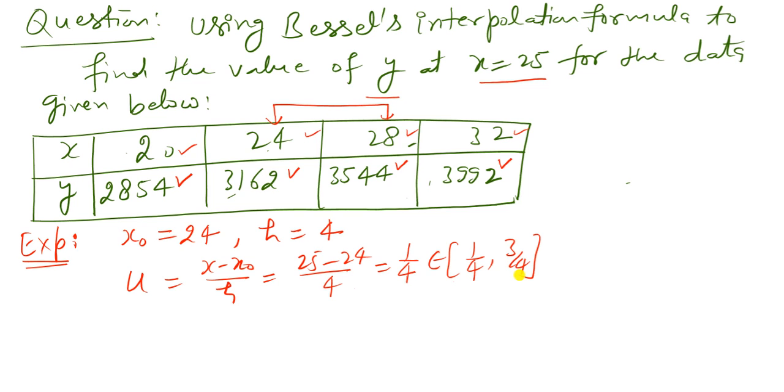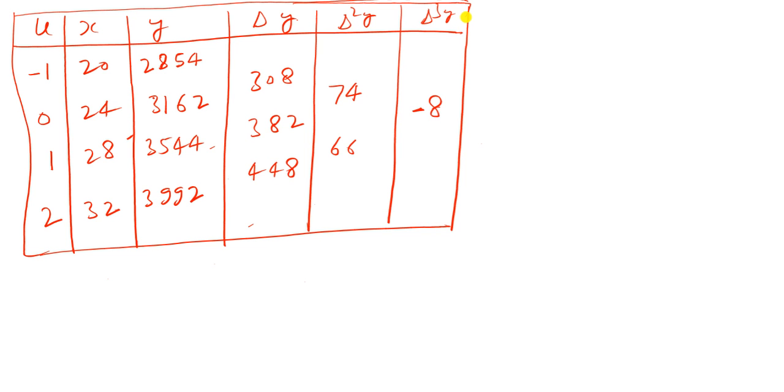Now the formula is applicable, so we construct the difference table. The x arguments are 20, 24, 28, 32. Here we consider 24 as the initial argument, so u is equal to 0. Upper values are negative and below values are positive, so this is minus 1, this is plus 1, this is plus 2. Y values are given, then the first order forward difference del y means this value minus this. With the help of the calculator we obtain 308. This value minus this, so 382. This value minus this is 448.